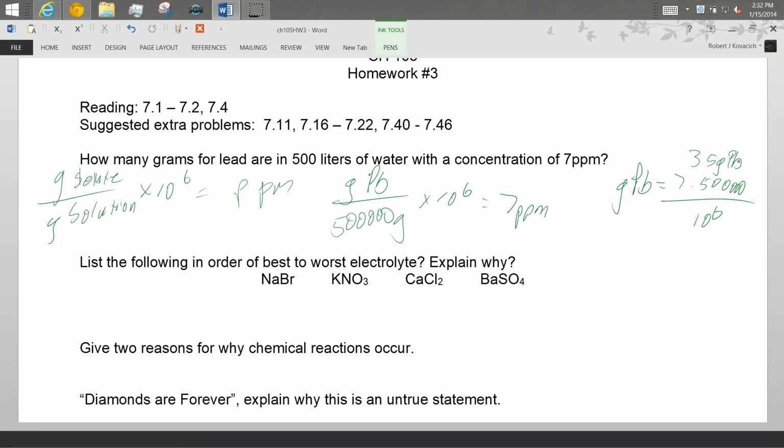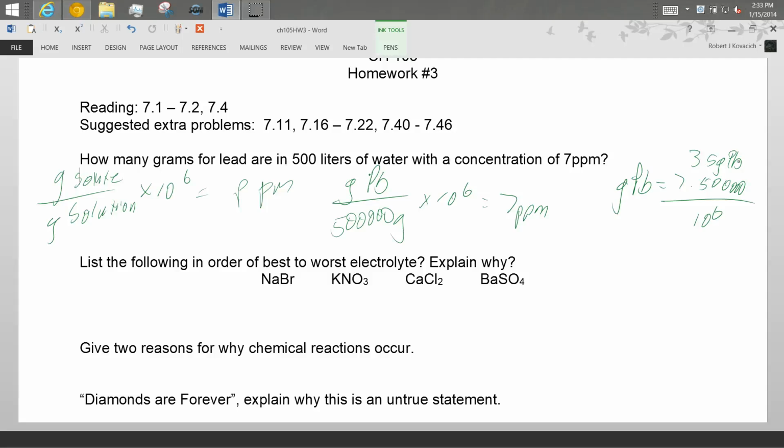Does anybody know why that might be, what's significant about that? The 7 is the maximum allowable level. And then the 500 liters is about what a person drinks of water per year. So you'd be eating about 35 grams of lead per year on average, and still be within the legal allowable limits. So not really so good.